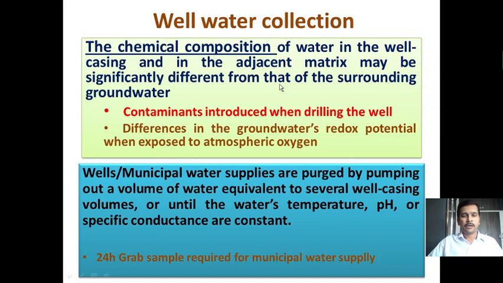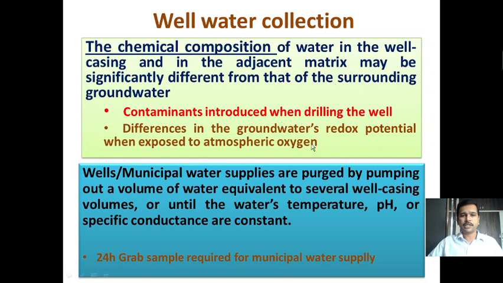If you have to collect a water sample from wells or borewells, you know the chemical composition of borewell water will be different because the wells will have casing pipes. These casing pipes will act as a source to generate some redox potential, and this redox potential will vary the composition of the water sample.